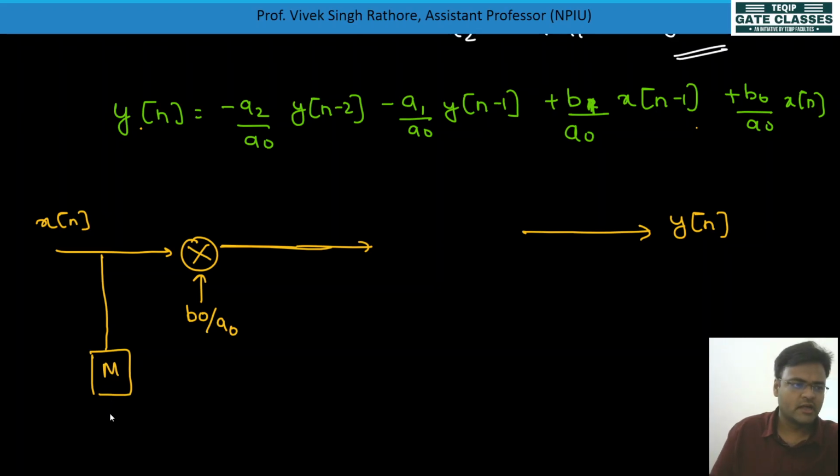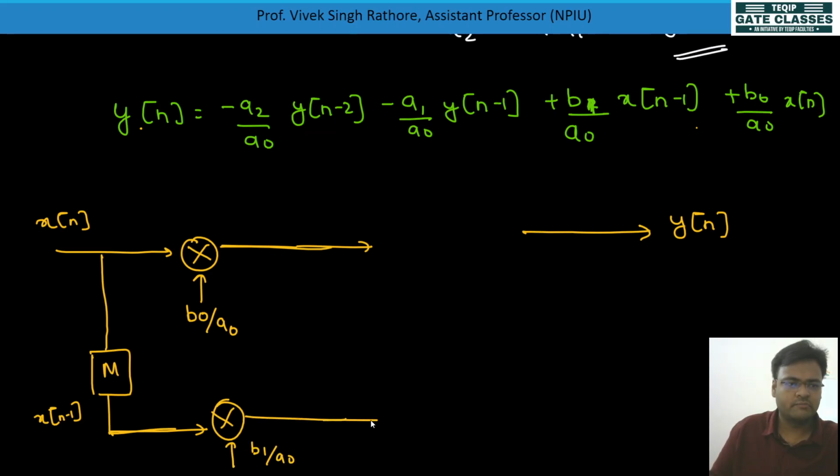This output is nothing but x of n minus 1. It will just delay whichever input is there. Now x of n minus 1 is there. We need to multiply it with b1 by a0, and we need to add also, because both signals are added. So there will be an addition signal here. Okay, we'll keep it like this.